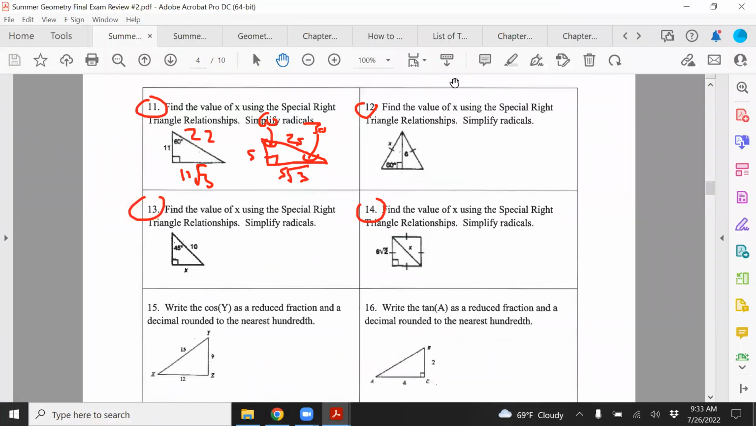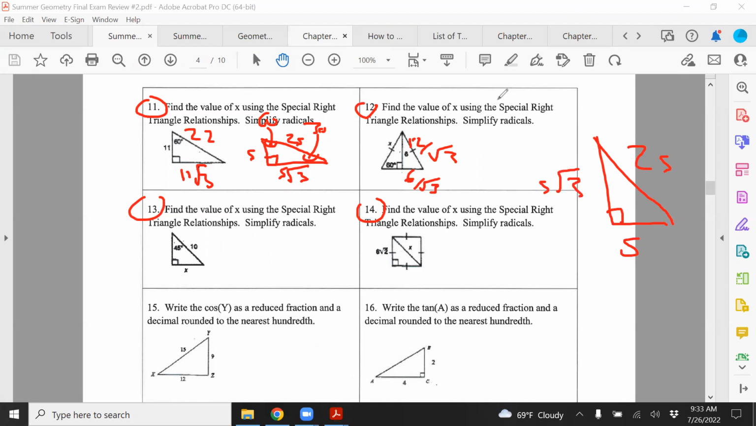Next one here. If that is 6, that's going to be 6 over root 3, and that's going to be 12 over root 3. The reason why is that if you have it set up like this, that's S, that's 2S, and that's S root 3. And that right here is 60 degrees. 60 and 30.